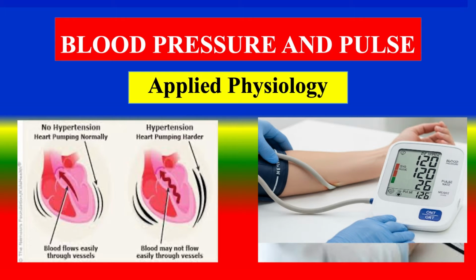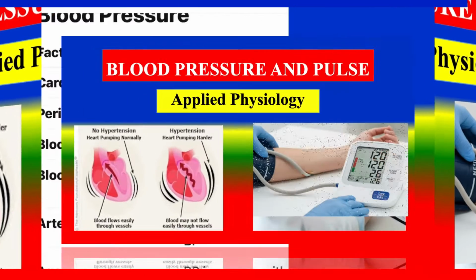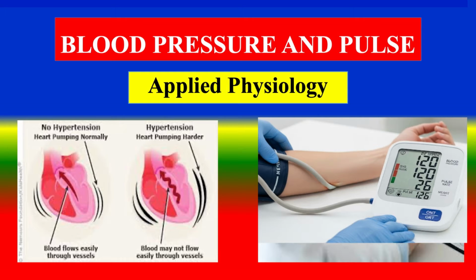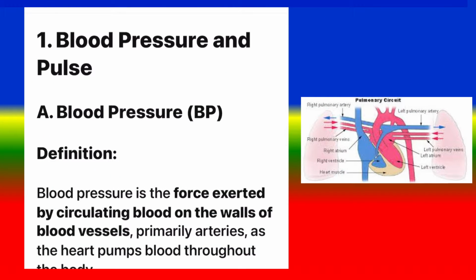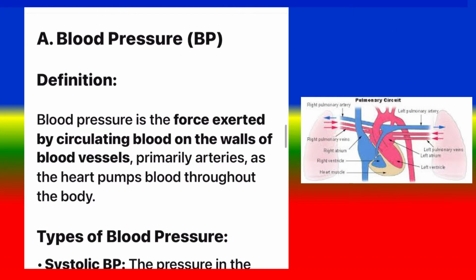Here is a detailed explanation of the topics related to blood pressure, pulse, and circulation, broken down for clarity and depth. 1. Blood pressure and pulse. A. Blood pressure. Definition: Blood pressure is the force exerted by circulating blood on the walls of blood vessels, primarily arteries, as the heart pumps blood throughout the body.